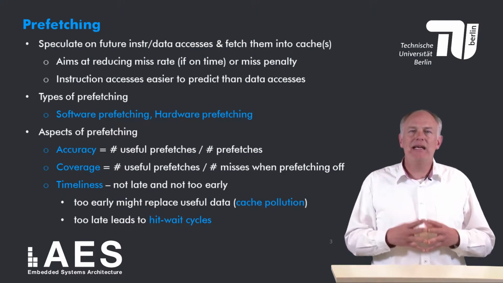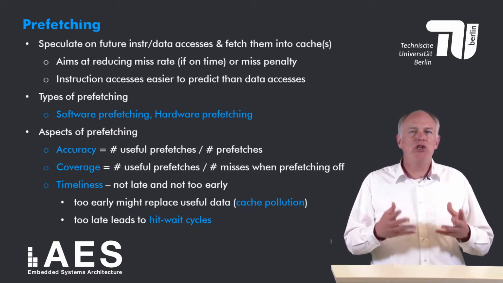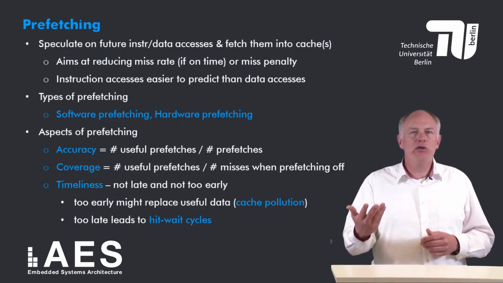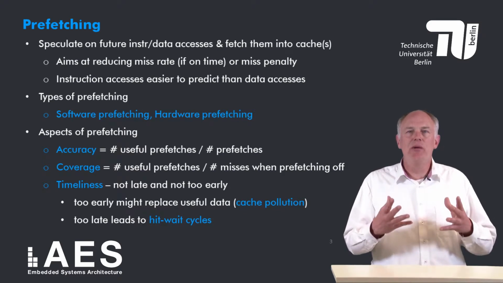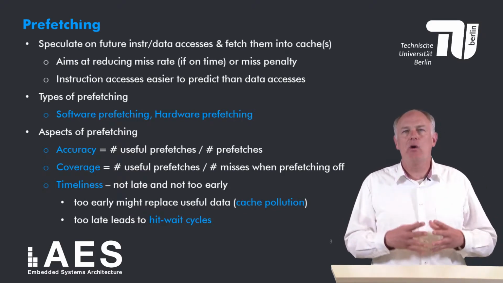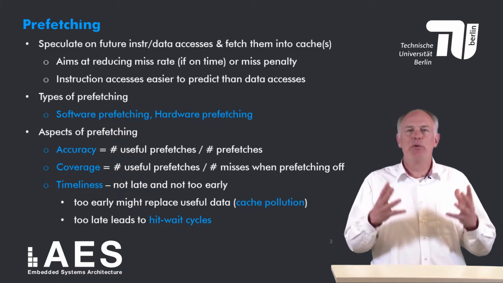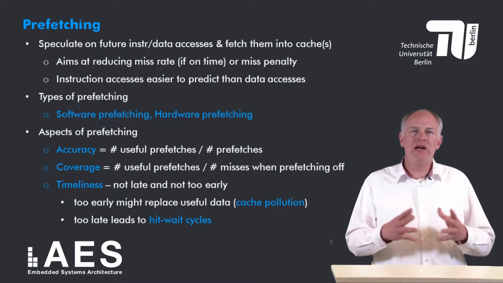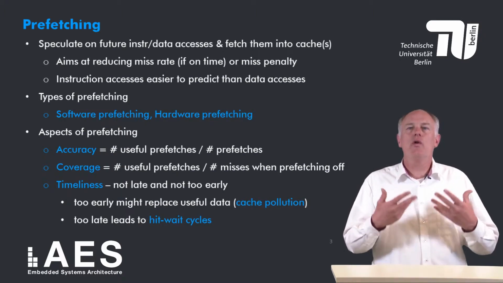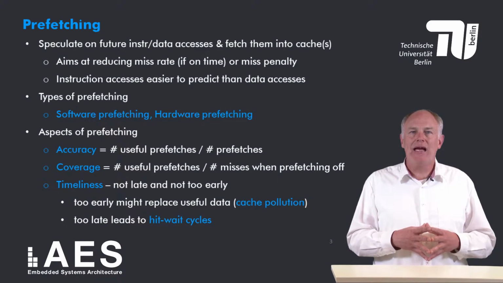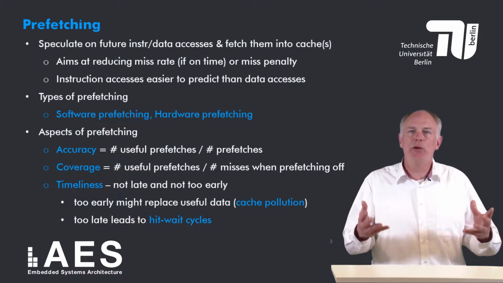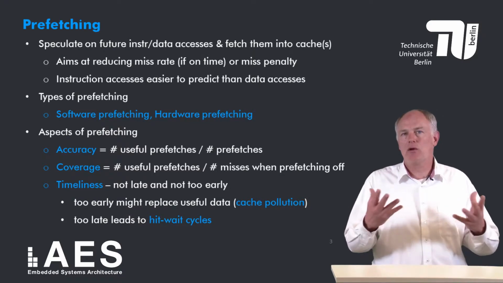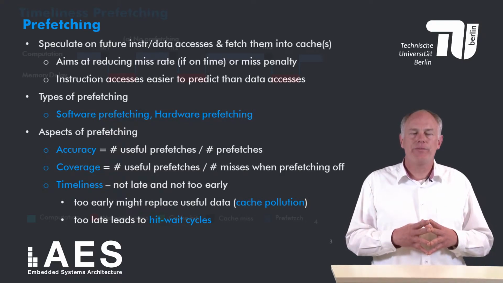The third aspect is timeliness. Prefetches should be issued not too late and not too early. When it is issued too early, the new data might replace useful data that is still going to be used. This is called cache pollution, since the new data pollutes the cache. If a prefetch is issued too late, the code or data may not yet be present in cache when it is needed, and so the CPU has to stall waiting for the data to arrive. Such stall cycles are called hit-wait cycles.